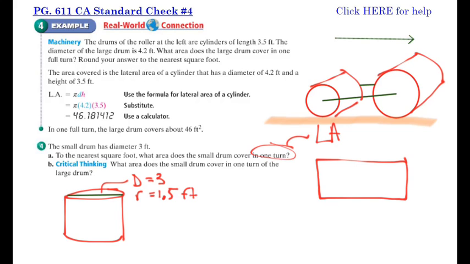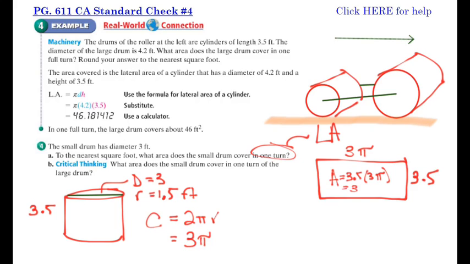The diameter is 3, so the radius is 1.5. And it's 3.5 tall. So the 3.5 goes there, and I need to figure out the circumference, right? Because again, all the way around here becomes my width of my rectangle. So that's 3 pi. And the area would then be 3.5 times 3 pi, or around 33 square feet.